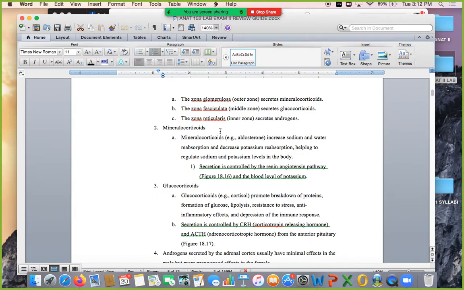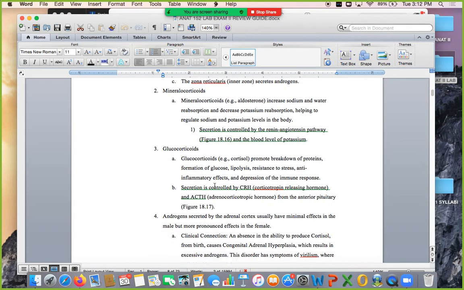Aldosterone is a good example of a mineralocorticoid, which are going to be involved in sodium and water balance, and also help with potassium resorption, which helps to regulate the levels of sodium and potassium within the body. That's going to be controlled by the renin-angiotensin pathway, and also the amount of potassium that is in the blood. And if you need more reference for the renin-angiotensin pathway, we've gone over it several times, but you can find it again in figure 18.16.